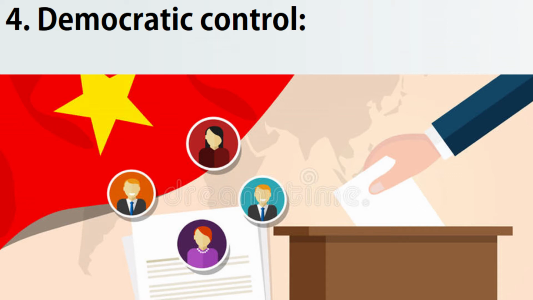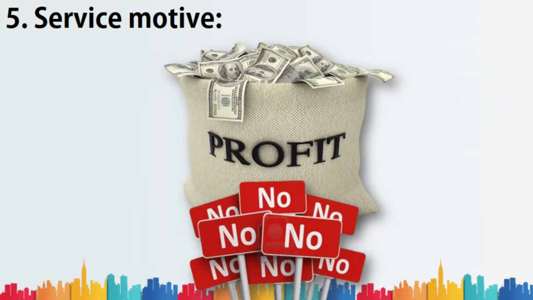These members have the power to elect a management committee. They'll choose the management team. That's why we consider it democratic control, just like India. Moving on to the next one, that is service motive. Unlike other forms of business, these organizations exist to give services with less economic interest. That's why it is considered a service motive instead of a profit motive.